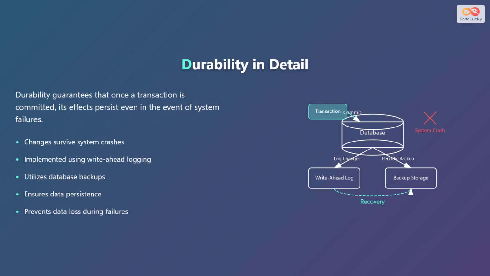Durability guarantees that once a transaction is committed, its effects persist even in the event of system failures. It makes sure that changes survive system crashes, and it is implemented using write-ahead logging, utilizes database backups, ensures data persistence, and prevents data loss during failures. Once a transaction is completed, the changes are permanent, no matter what happens to the system. This is often achieved by writing the changes to a log before applying them to the database. In the event of a crash, the database can recover by replaying the log.